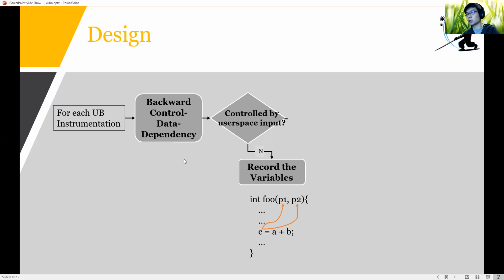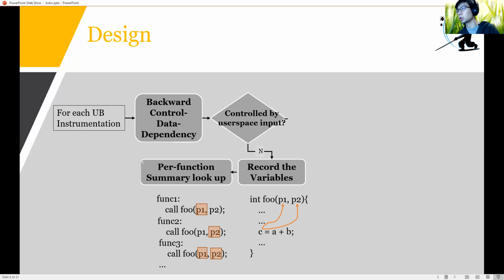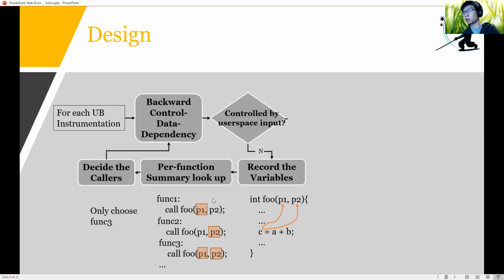And then in this case, we record these two variables and look up whether these variables can be tainted in the function summary generated by the taint analysis. As in the example, there are three functions which can call this potentially buggy function, and the parameters marked in red are the tainted parameters. And in this case, we choose only func3 as the caller since it taints all the dependent parameters.